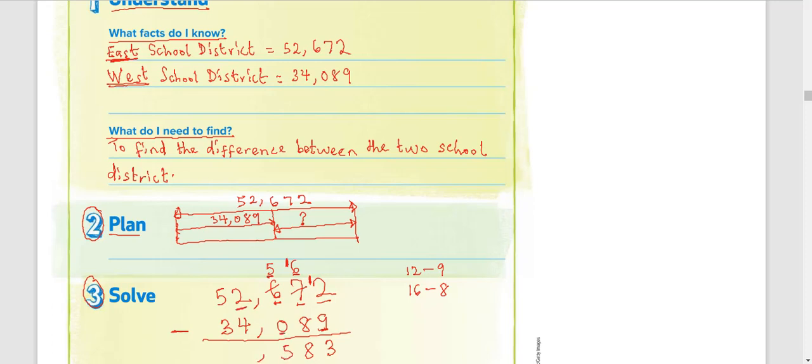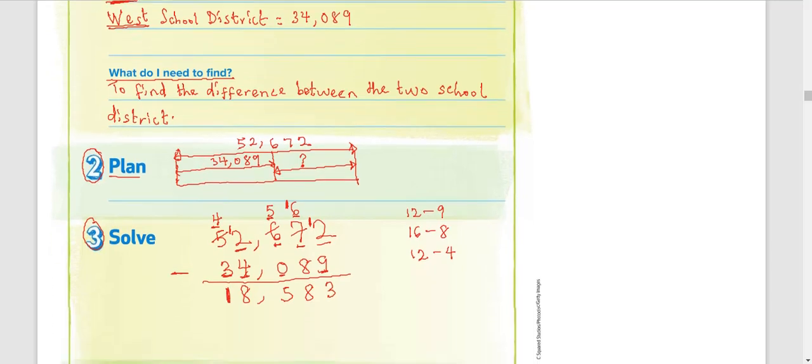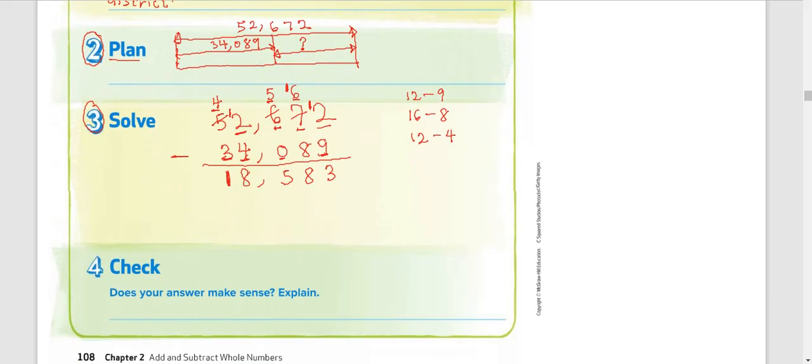Next, 2 and 4 not possible. I borrow 1 from here, it remains 4. The 1 I put it here, that gives me 12. 12 minus 4, which will give me 8. And lastly, 4 minus 3 is 1. So this is our answer, 18,583.